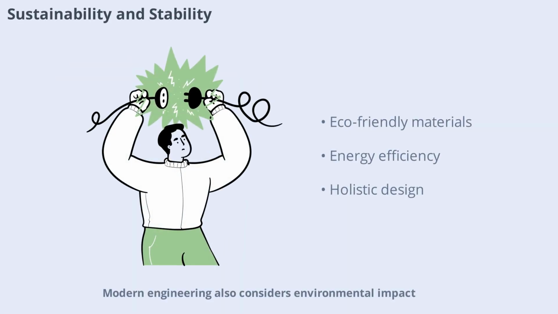Modern engineering also considers environmental impact. Sustainable materials and energy-efficient designs contribute to both stability and ecological responsibility. Green roofs, recycled materials, and smart technologies help create structures that are not only stable but also environmentally friendly. This holistic approach benefits both people and the planet.